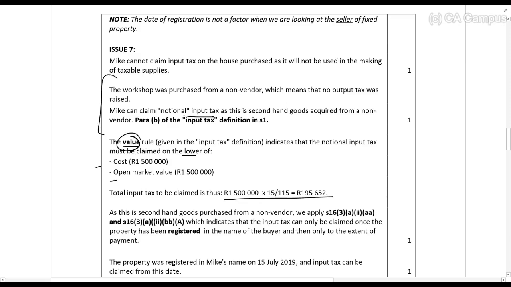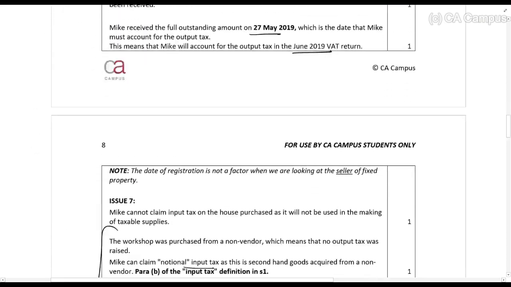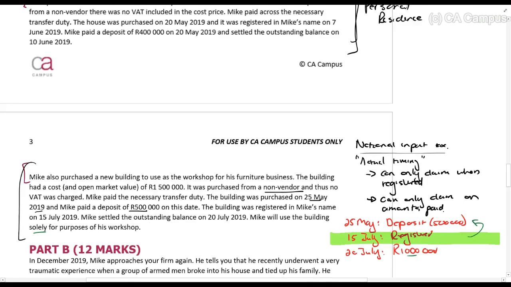The timing rule is again, because this is property, section 9.3d, but because this is also second-hand goods, everything we see in section 16.3 overrides it. So there are two sections, section 16.3(a)(ii)(aa). This is the section applicable to all second-hand goods from non-vendors. So that's the one that says claim it to the extent of payment. But section 16.3(a)(ii)(bb) tells us that you can only claim it once it's been registered. So in this case, the property is registered on the 15th of July.